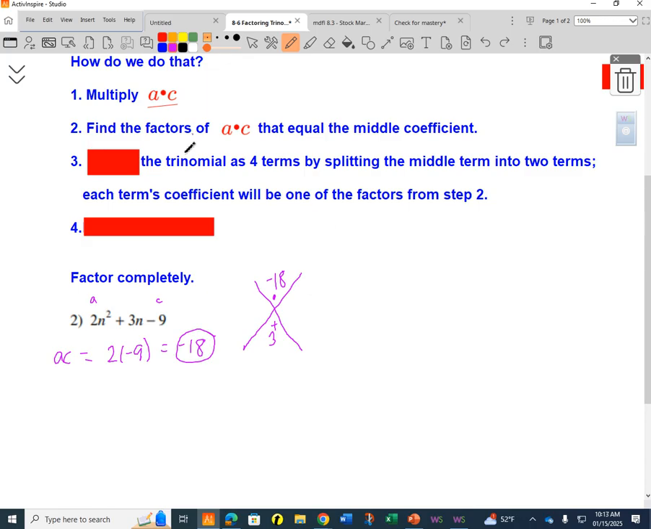You guys have a little bit of work you can show me, and a lot of you are not showing me. All right, so we're going to find the factors of negative 18 that equal positive 3. So 1 times, Lee says 3 and 6, and Lee is right.